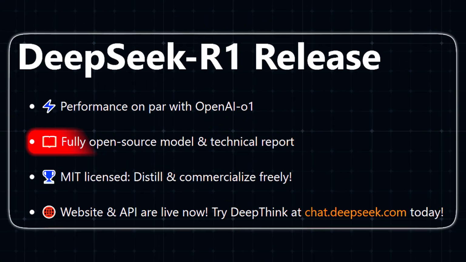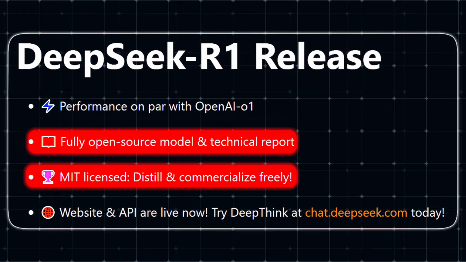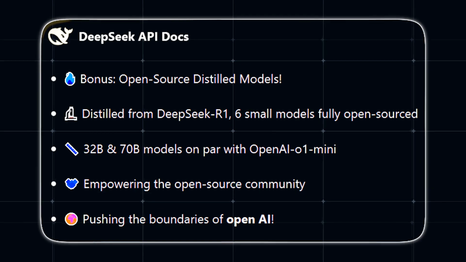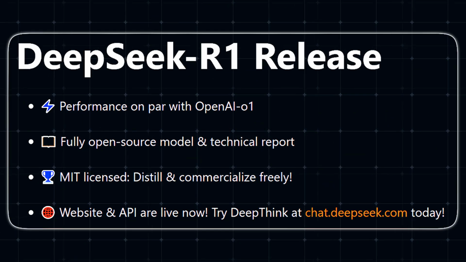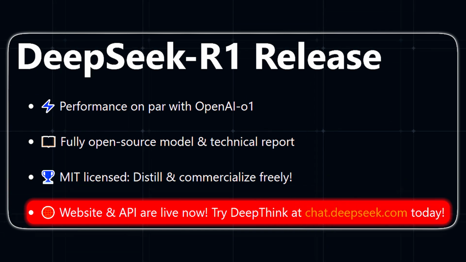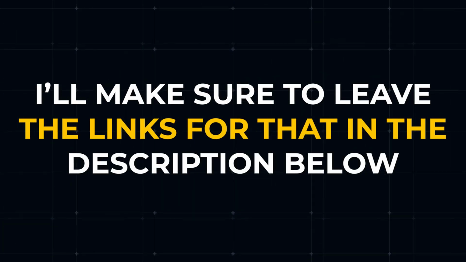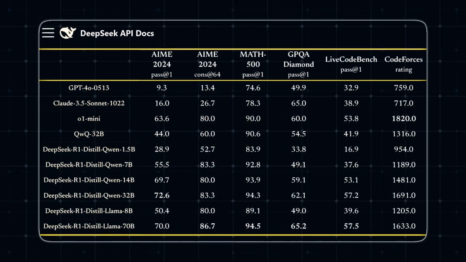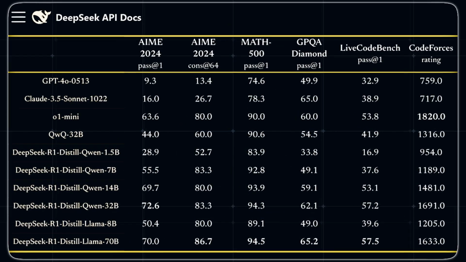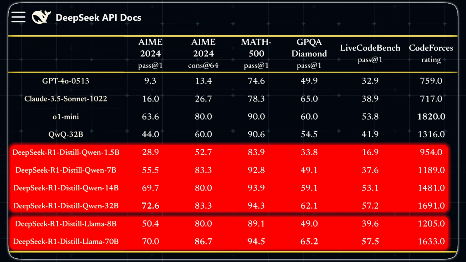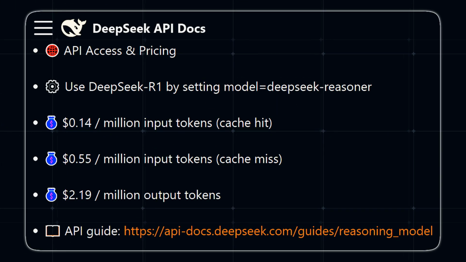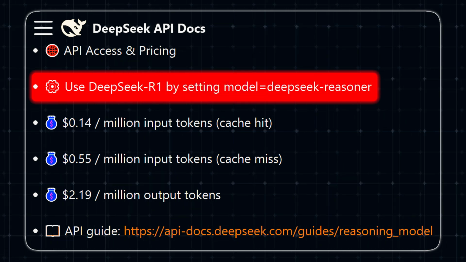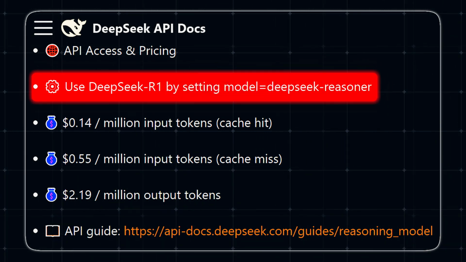The model comes with fully open weights and an MIT license, which means it's not only open source, but also commercially usable. You can access it directly on the DeepSeek chat platform, and it's also available via an API. I'll make sure to leave the links for that in the description below. But that's not all. There are also distilled versions of the model, including smaller ones like Qwen and Llama. These have been fine-tuned using synthetic data generated from the R1 model, and they perform remarkably well too.